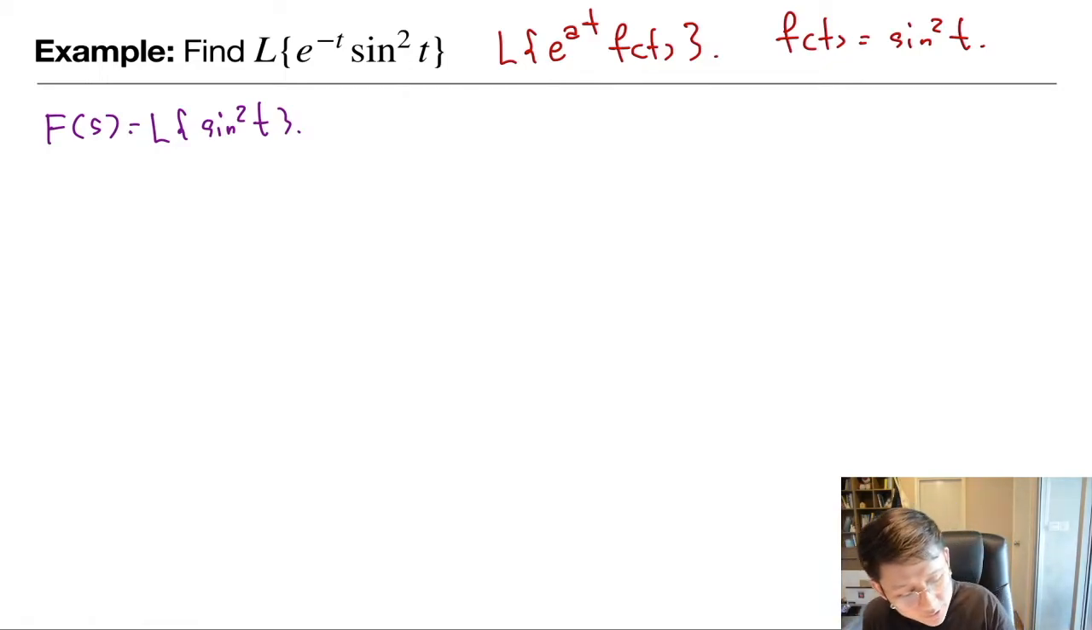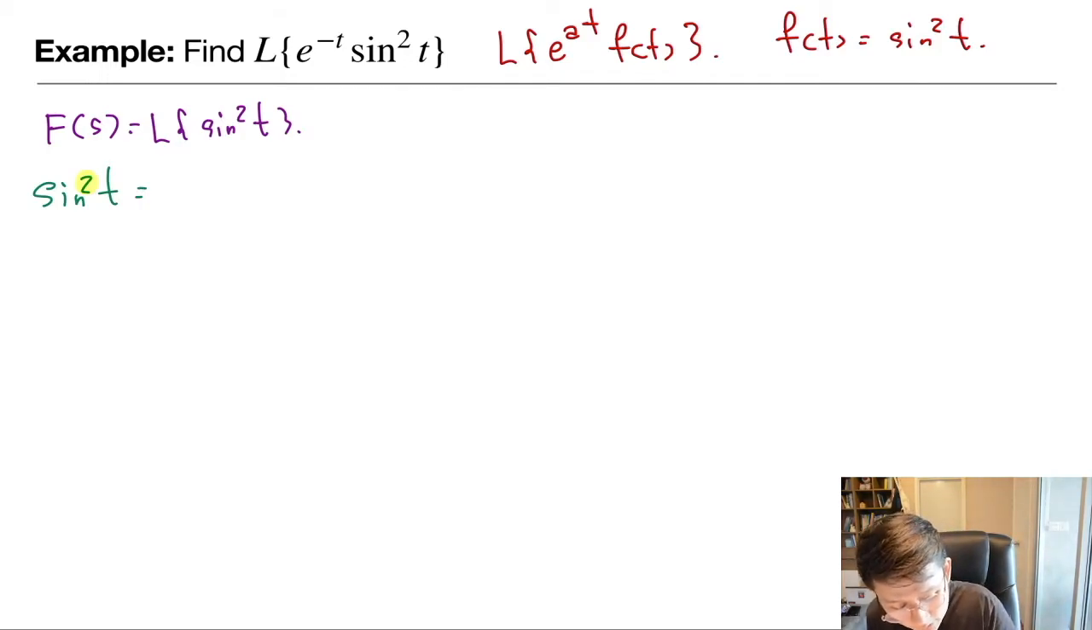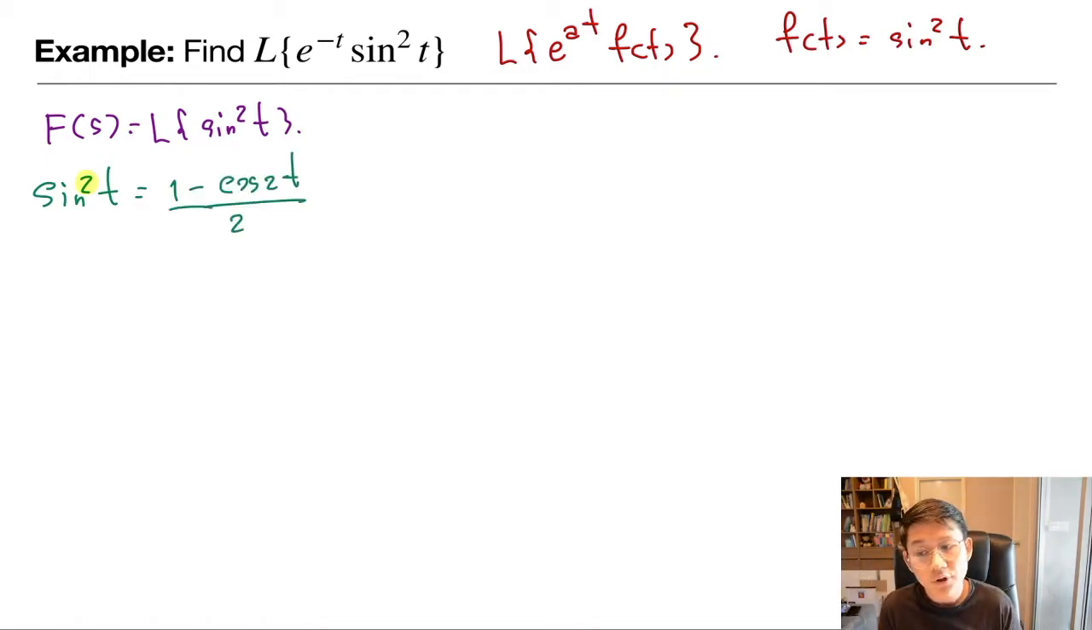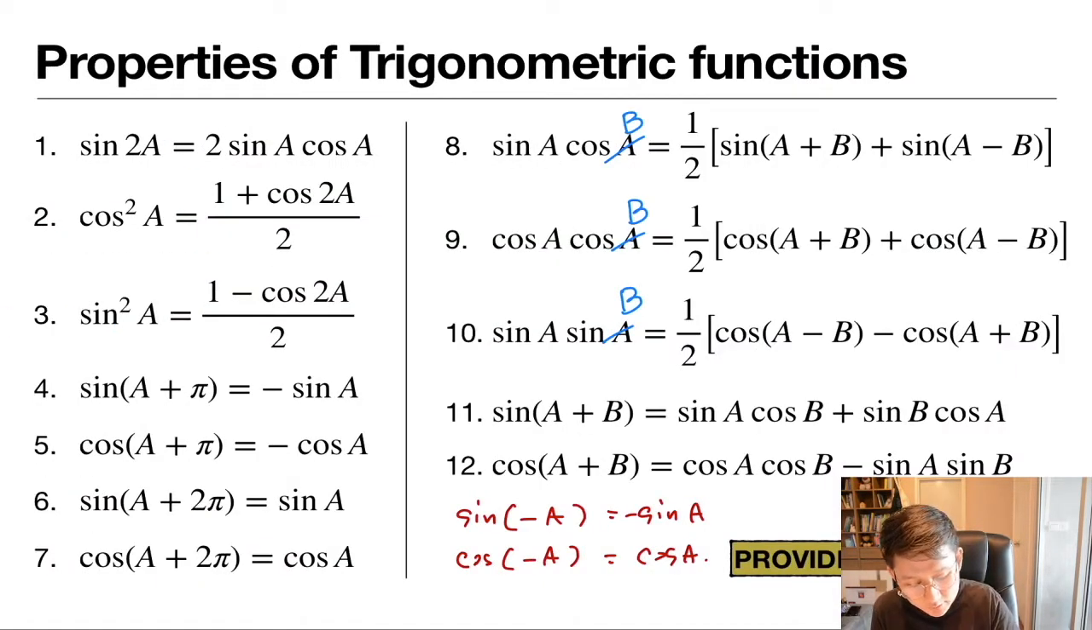Here I think it's quite easy, because for sine squared we basically need to get rid of the exponent, right? It's what we did before. We need to get rid of the square. And how to get rid of the square? We know that sine squared is 1 minus cos 2t divided by 2. If you don't know that, you go back to the formula. It's actually this one: sine squared a is 1 minus cos 2a divided by 2. So sine squared t is 1 minus cos 2t divided by 2.